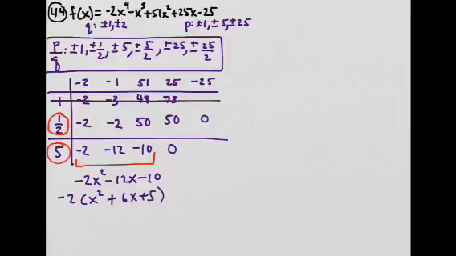See, it's a lot easier to factor it this way, see? Because factors of 5 that add up to 6 are 5 and 1. So it's x plus 1, oops, and then times x plus 5. So that gives me the other two zeros. So the complete list of zeros is 1/2, 5, negative 1, and negative 5.